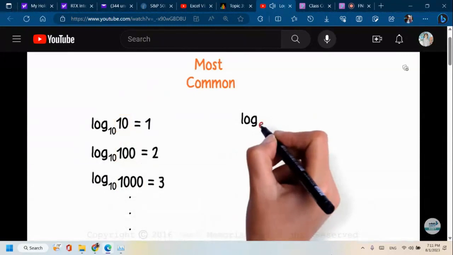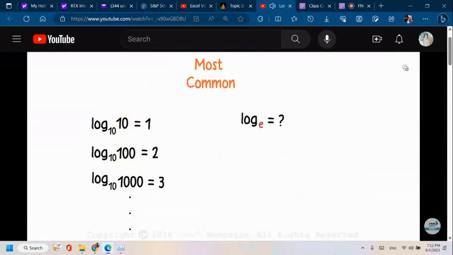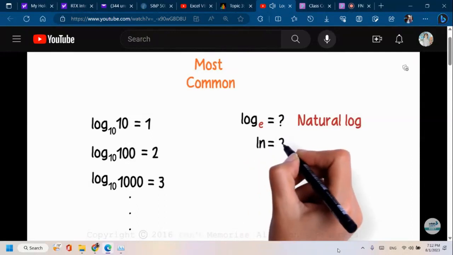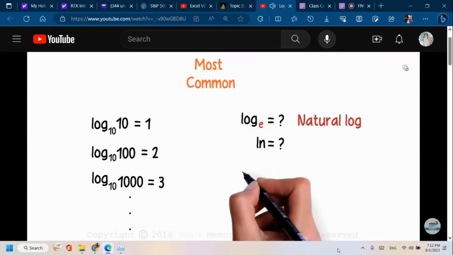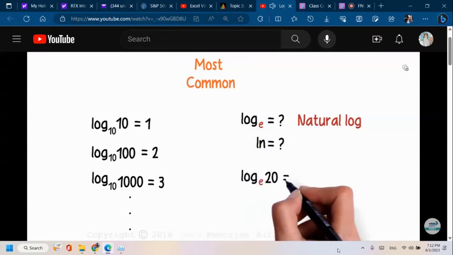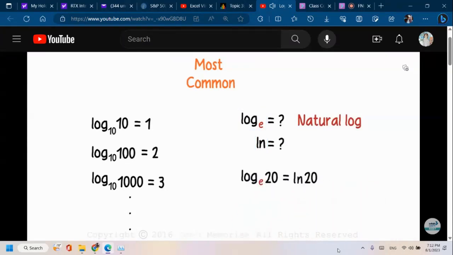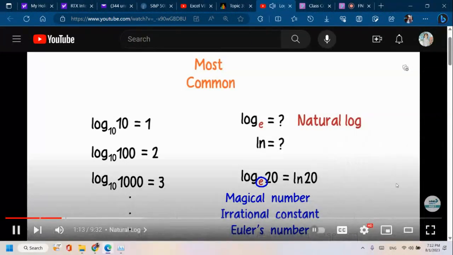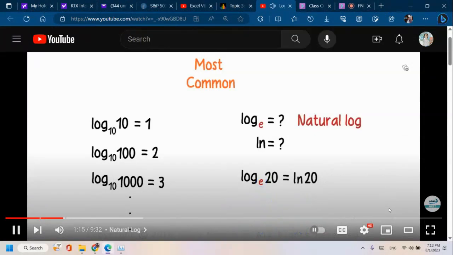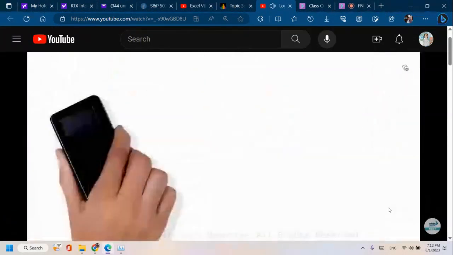But log to the base E is what I'm deeply interested in. It's called the natural log. And it's also written as ln. Yes, log to the base E is also written as ln. So log 20 to the base E can be written as ln of 20, the natural log of 20. What is this E? Some call it a magical number. Some call it an irrational constant. Some call it Euler's number. But the harsh truth is this: very few people actually understand what E is.